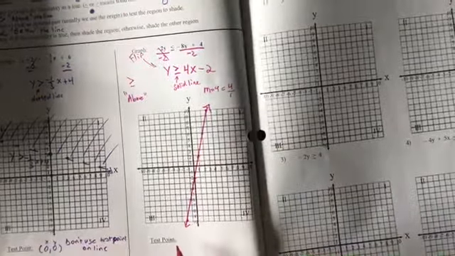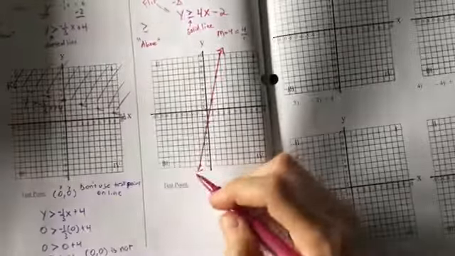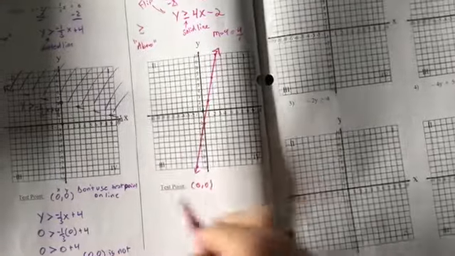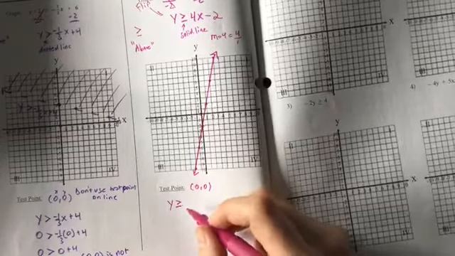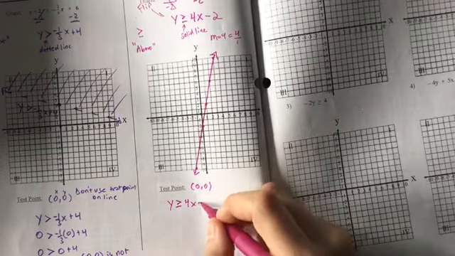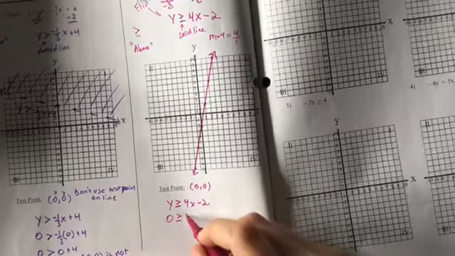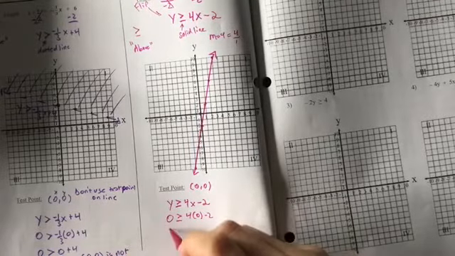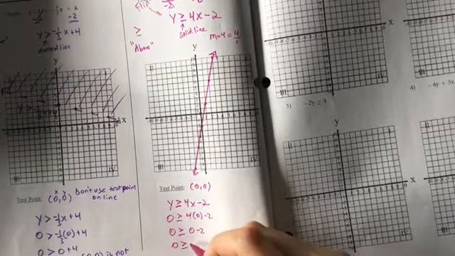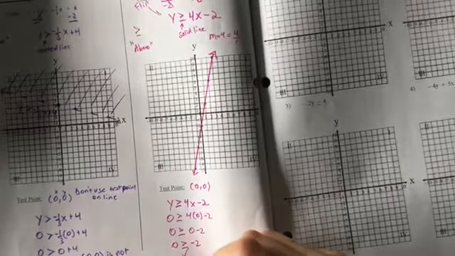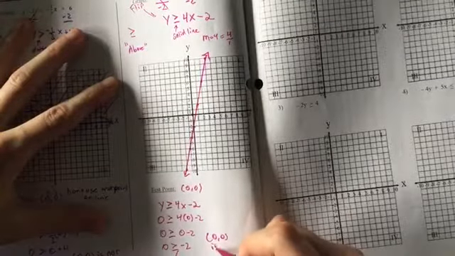We're still going to do our test point. The origin (0, 0) isn't on the line, so I'm going to use that again. We substitute into our equation in slope-intercept form: y is greater than or equal to 4x minus 2. So 0 is greater than or equal to 4 times 0 minus 2. 0 is greater than or equal to 0 minus 2. 0 is greater than or equal to negative 2. That's true, so the point (0, 0) is a solution.